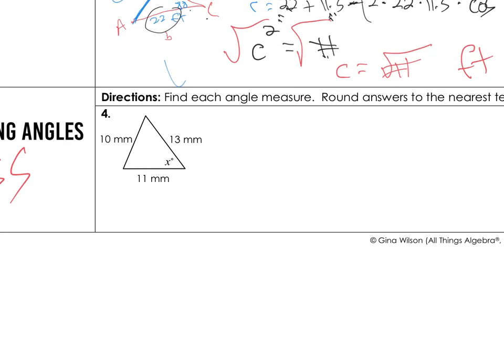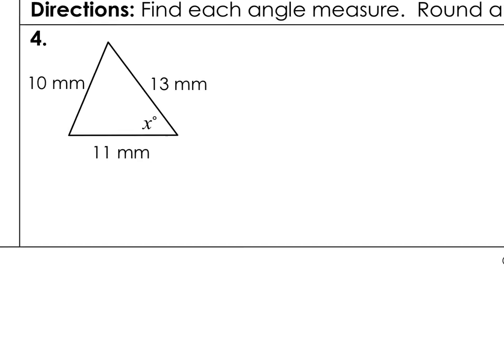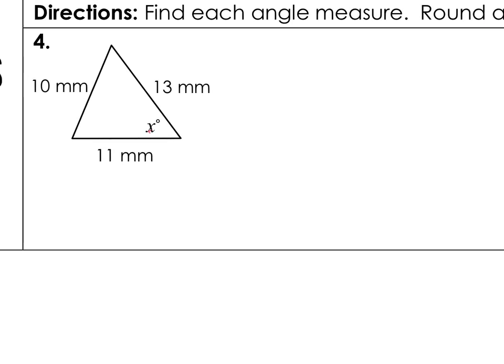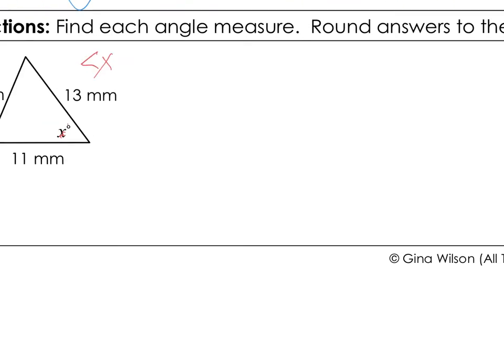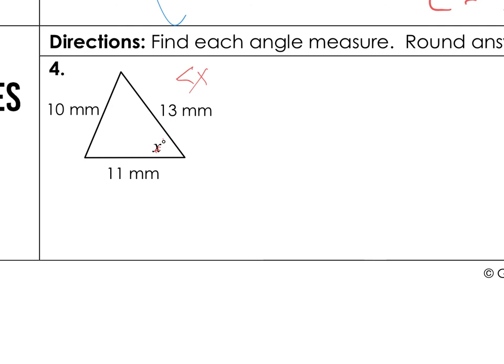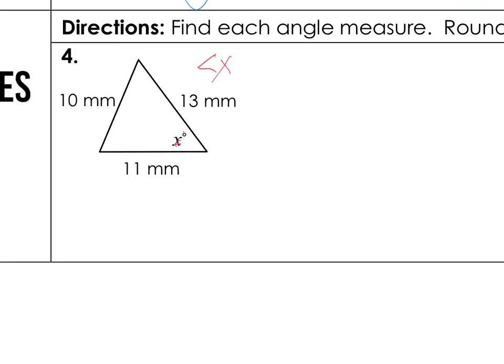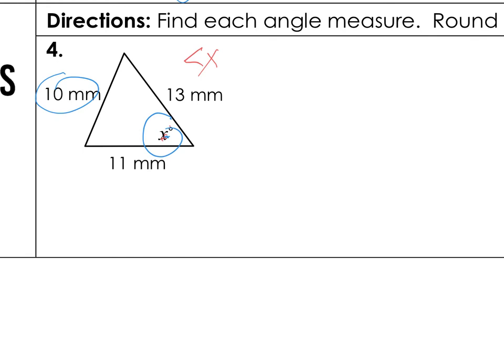Find each angle measure. Well, we're only looking for angle X. We're looking for angle X degrees. Round the answer to the nearest tenth. Okay, here goes. Now, the X angle goes with the side 10 millimeters. These go together. They need to be positioned correctly in your law of cosines to get the answer correct.